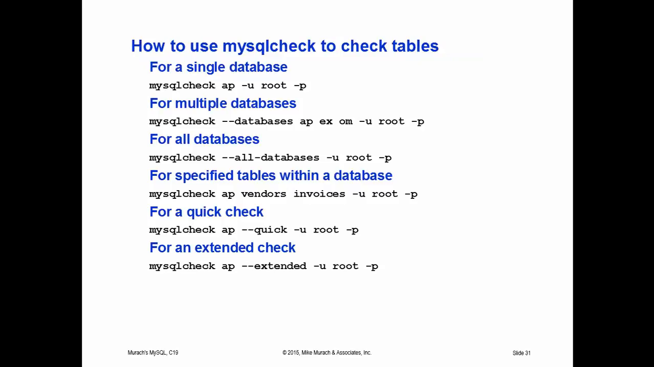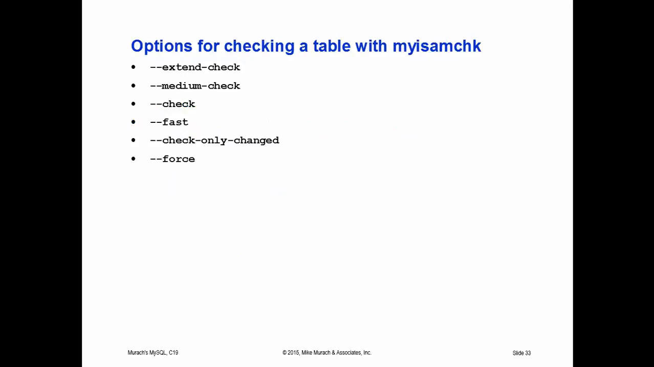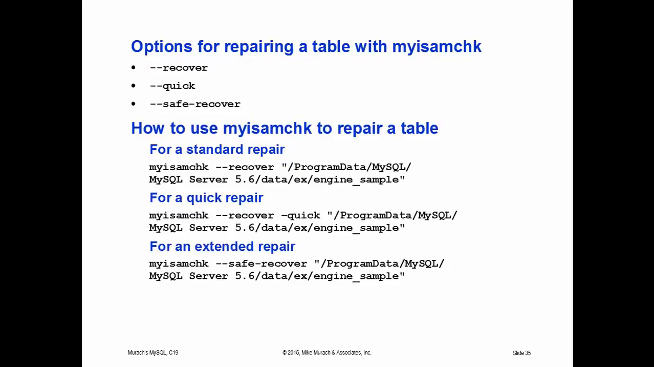Here are some examples. And again, you can use --extended, --check, etc. Like extended, like medium, like quick, like fast, like changed, and there isn't one that's equivalent to that in the check. So you're going to find different options depending on the type of engine you're using and the type of table that you're working with.